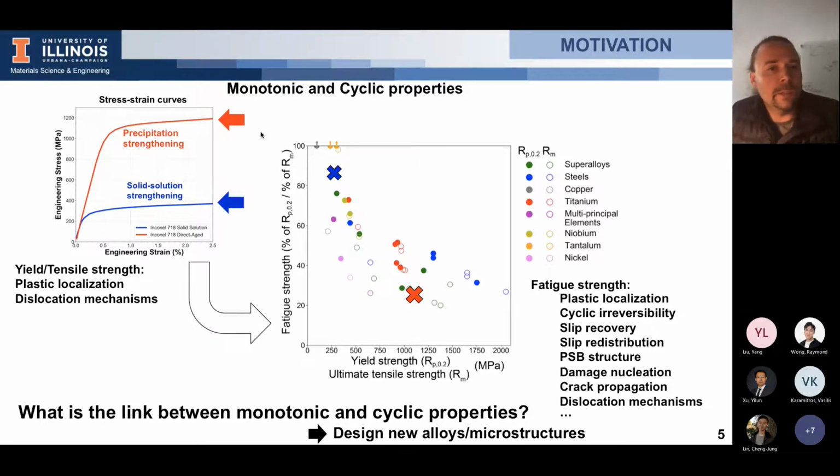And what I am trying to understand, and that is the purpose of this study, is the link between this monotonic property, so the yield strength, for instance, and the fatigue strength. And if you can understand this link, you may be able to design a material that displays high yield strength, but at the same time is very efficient in fatigue.